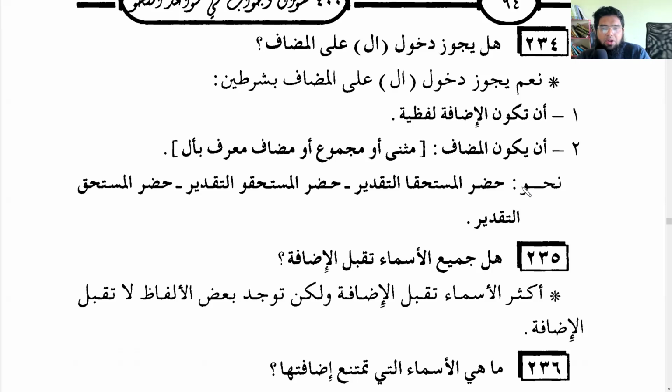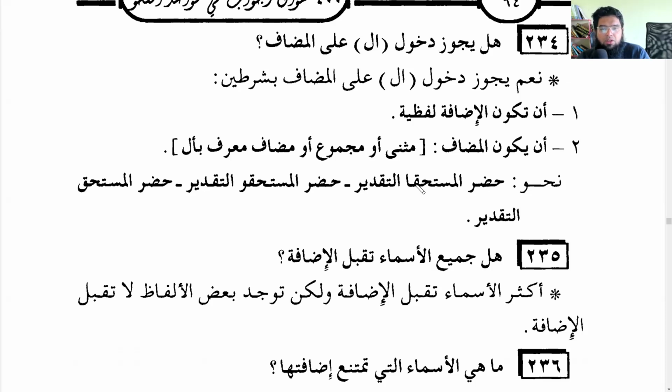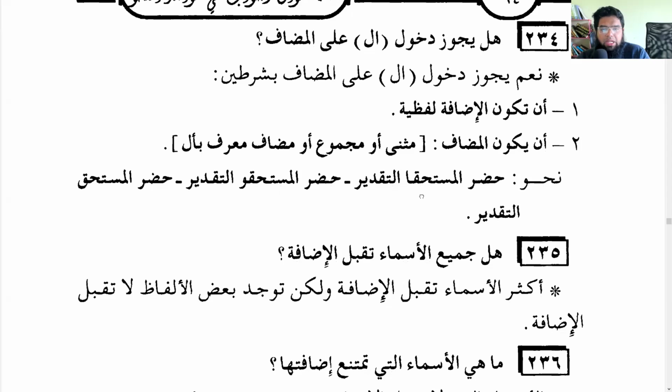Like, for example, حضر المستحق التقدير. تقدير is marks. The two students came who are deserving of marks. مستحق, all of the students came. حضر المستحق التقدير. It has al, and it should be اسم الفاعل, like I said. See, مستحق is اسم الفاعل. But this is rare anyways.